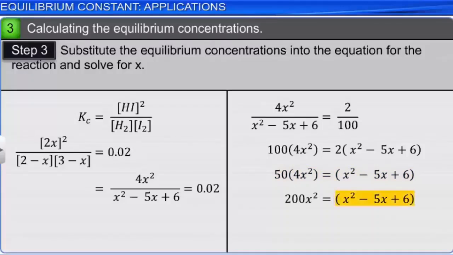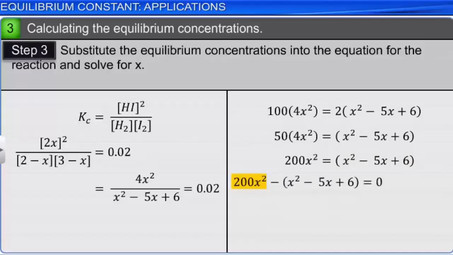This equation can be written as 200x squared minus x squared minus 5x plus 6 is equal to 0. This becomes equal to 200x squared minus x squared plus 5x minus 6 is equal to 0.